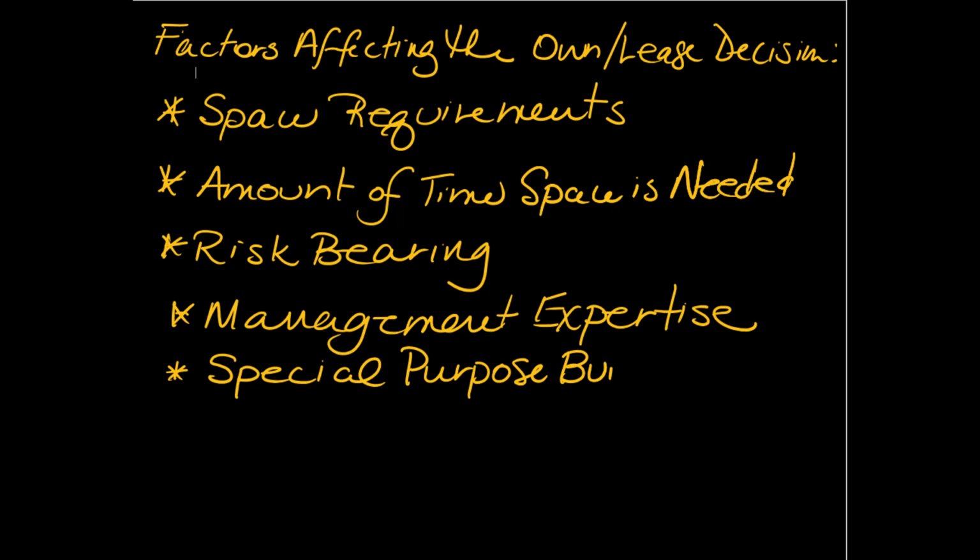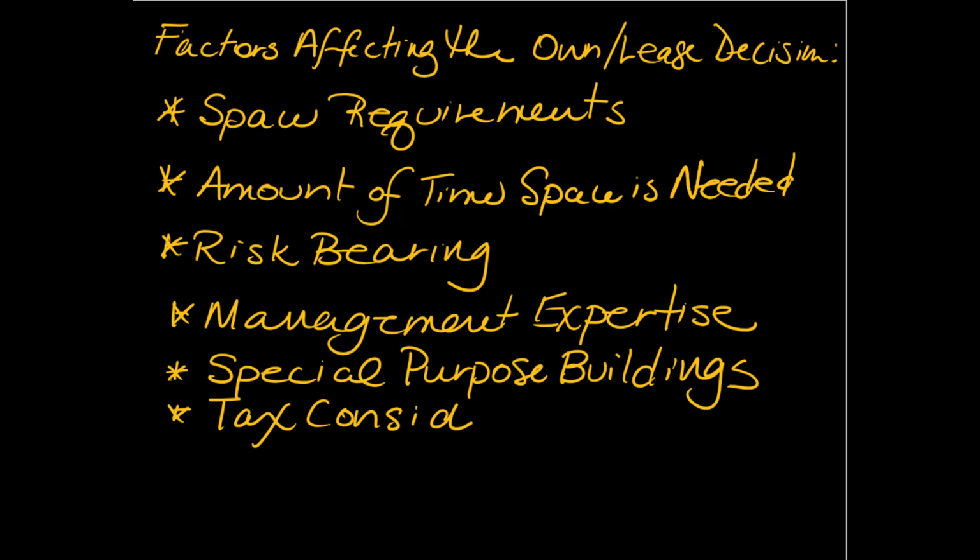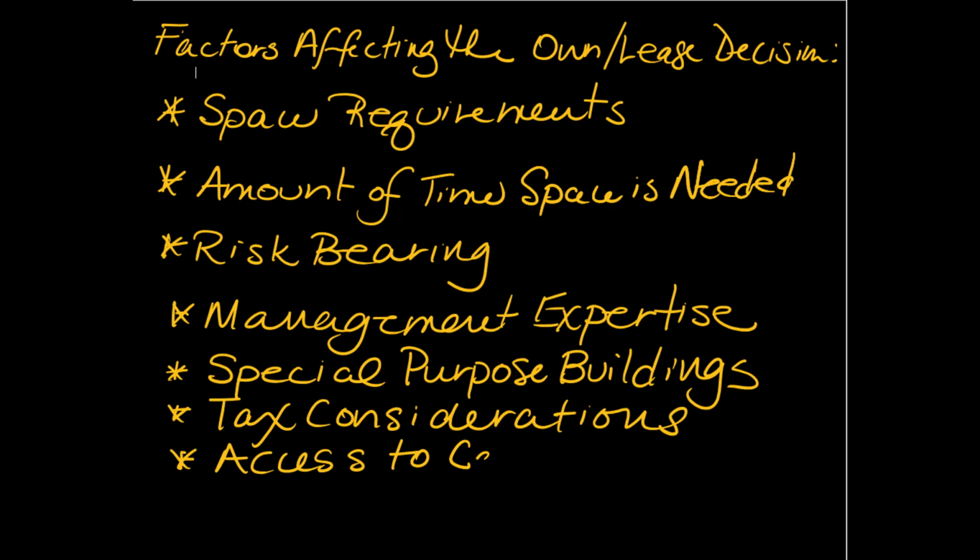Other factors, special purpose buildings. So companies are more likely to own buildings if they need to be customized for their operations. Tax considerations. If the lessor, the person who is making the lease, the owner, is in a higher tax bracket than the lessee, then leasing puts ownership of the asset in the hands of the party that can most benefit from the tax shelter provided by depreciation.